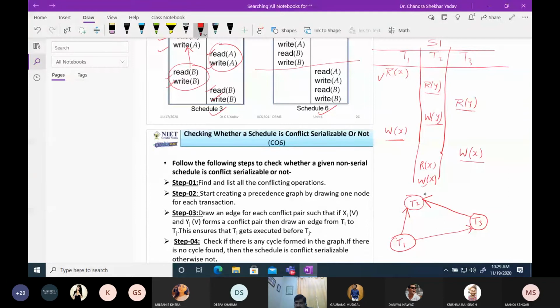Is there any cycle in this precedence graph? No sir. No cycle. Cycle means if we start an edge from T1 then it ends with T1. But here there is no cycle. Did you get it? Yes sir. So in this graph, no cycle. Then what does this indicate?